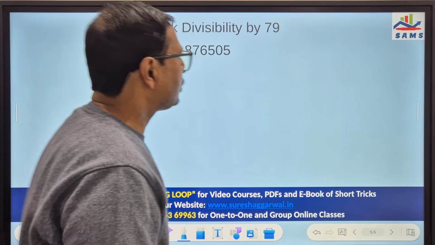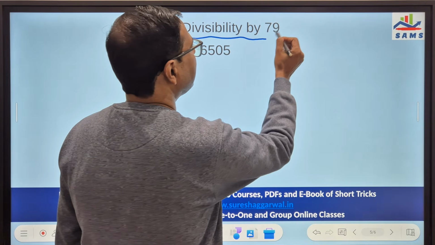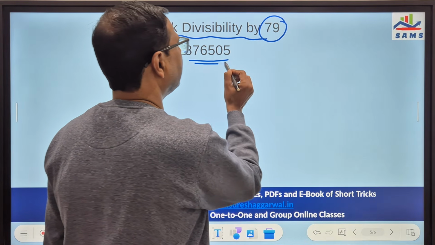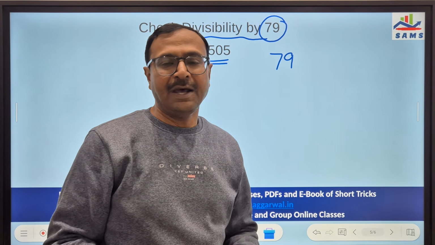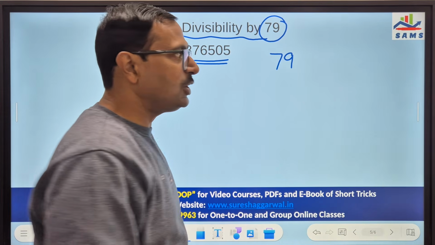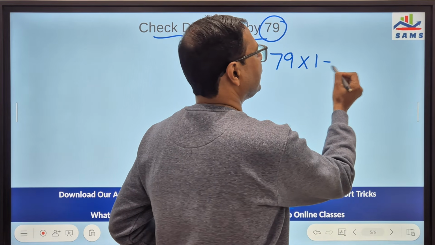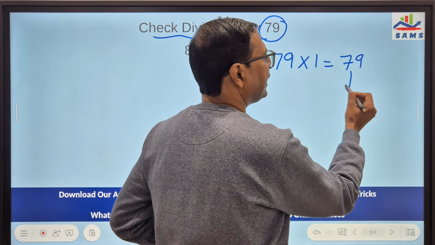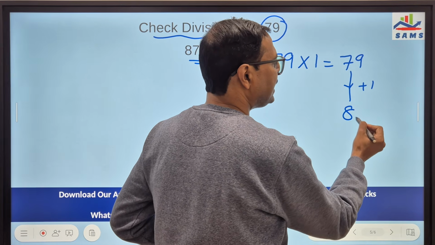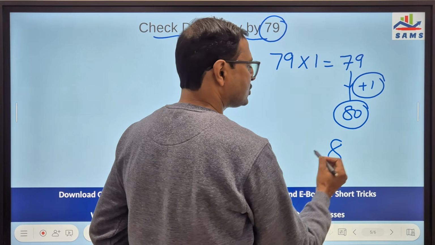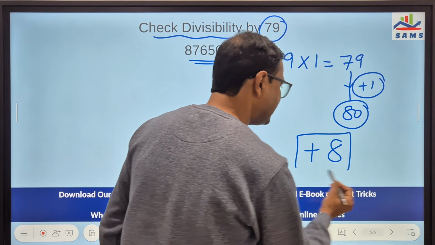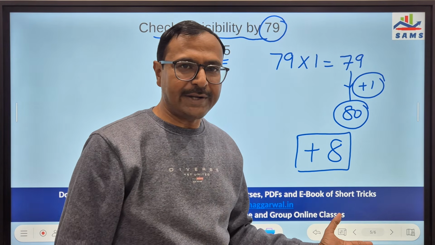Okay, let's see one more question. Check divisibility by 79, and it's a big number. So 79, as soon as I see a number ending in 9, my number of steps are reduced, because times 1 is going to give me the same number, and when I add 1 to this, I get 80. How many tens are there? 8 tens, and I added 1, so plus 8, right? So plus 8 is the oscillator.